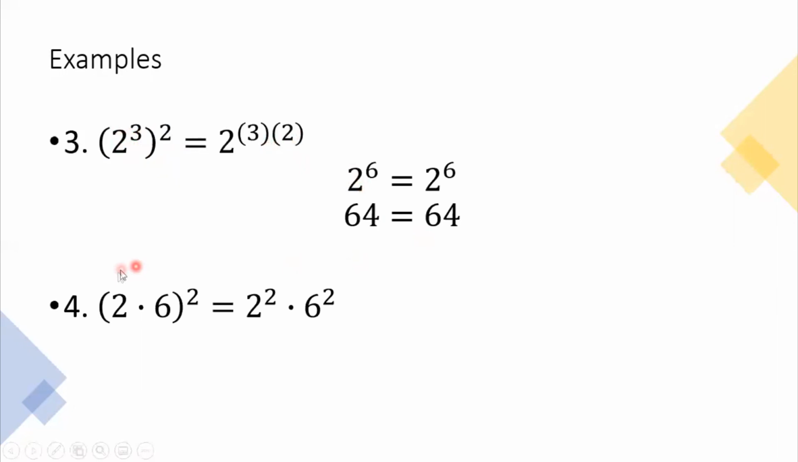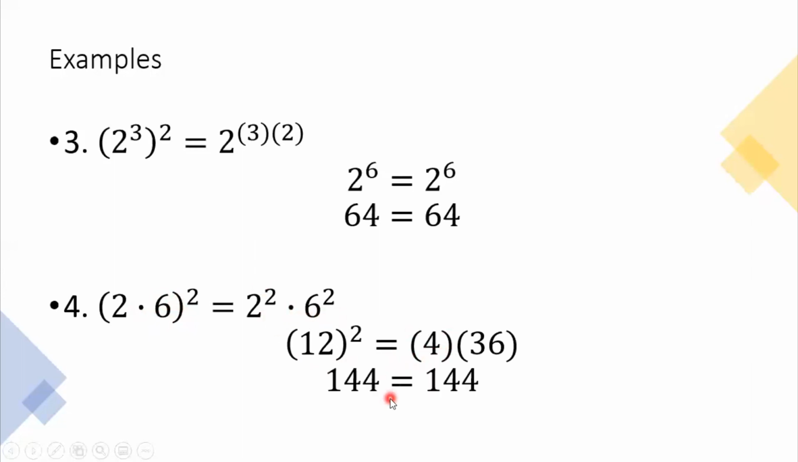Number 4, we have the quantity a times b, raised to x, is equal to a^x times b^x. Since we have a, which is 2, multiplied by 6, we have 12 squared. We have 12 squared is equal to 4 times 36. Then the answer is 144.